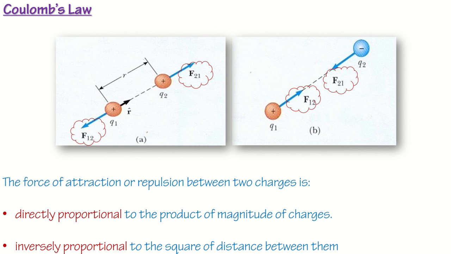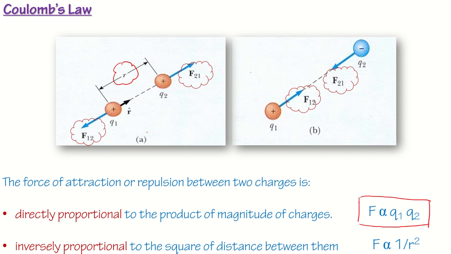Coulomb's law explains that this force is directly proportional to the product of the magnitudes of the charges. So keep in mind, this depends upon the magnitude of the charges, and it is inversely proportional to the square of the distance. If r is the distance between the charges, then the force will be proportional to 1 over r squared. This is called the inverse square law.